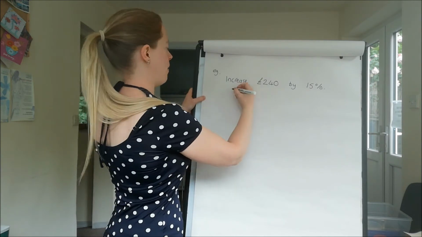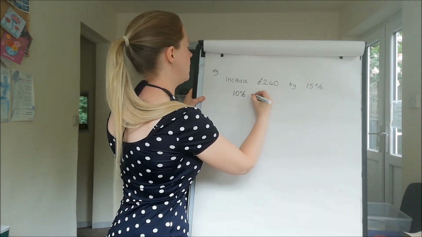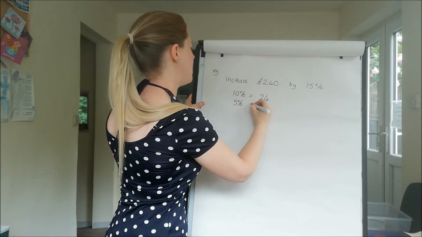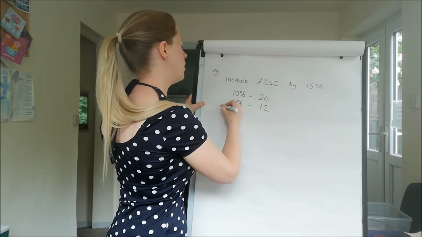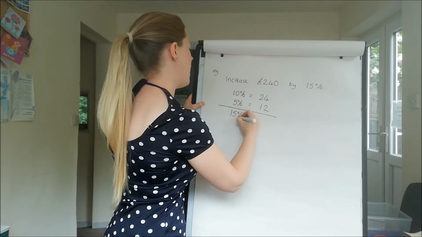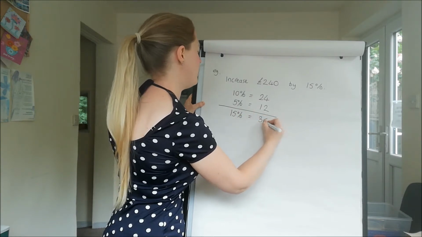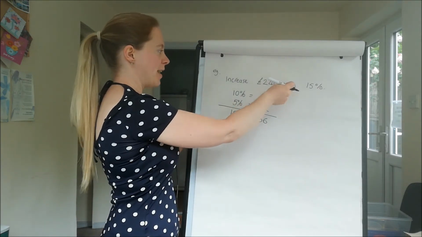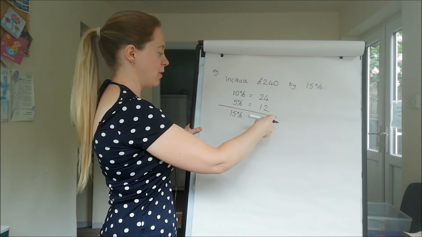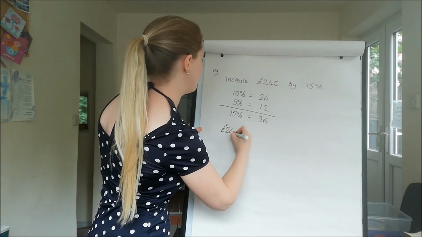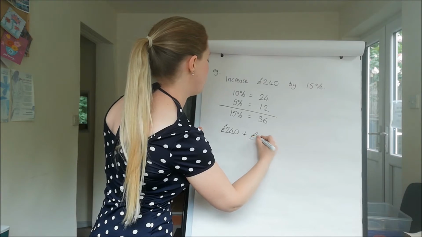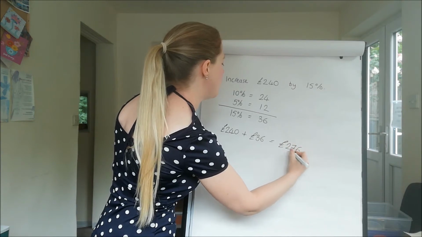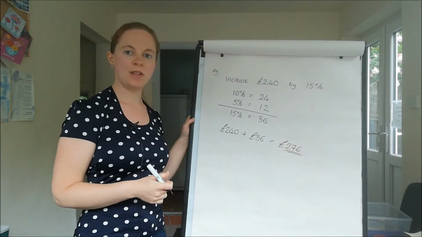So on a non-calculator paper, we'd put 10% equals 24. So 5% equals 12. Which means we can add those together to give 15% equals 36. And now we need to increase that 240 by that £36. So we'd just put £240 plus £36 equals £276. And that would be the final answer.